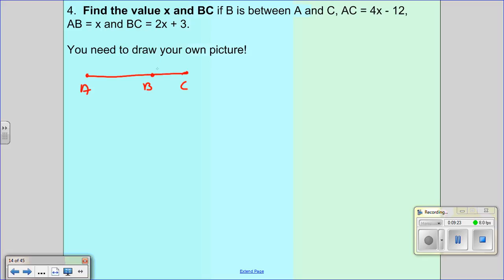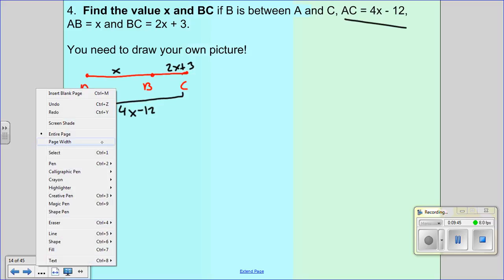with the given information. It says AC is 4x minus 12, so that's the distance from A all the way over to C. AB is x, so that's this segment. BC is 2x plus 3.